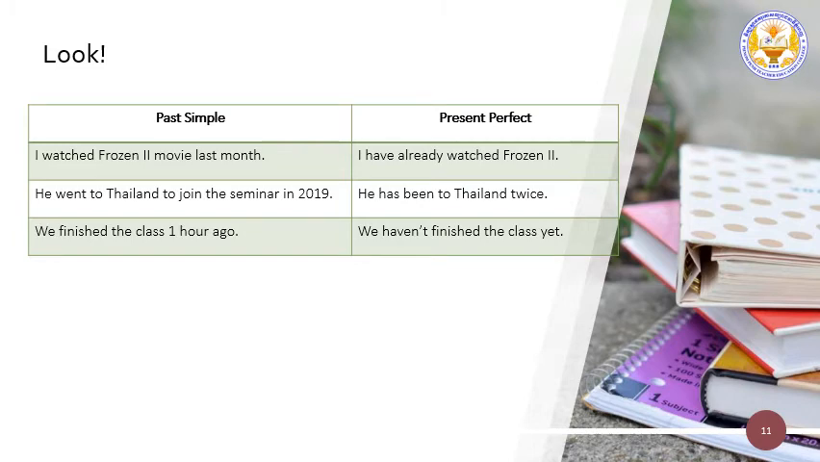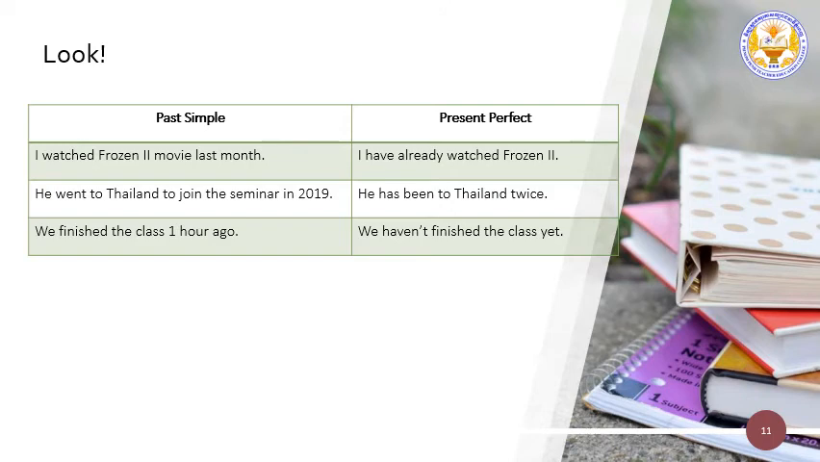Look at the second example. He went to Thailand to join the seminar in 2019. So now it's 2020 already. So it means that he went to Thailand in the past already, last year. So when I mention the time, then I must use past simple tense. He went. But if I just want to mention his experience, that he has been to Thailand twice, I just use present perfect tense.